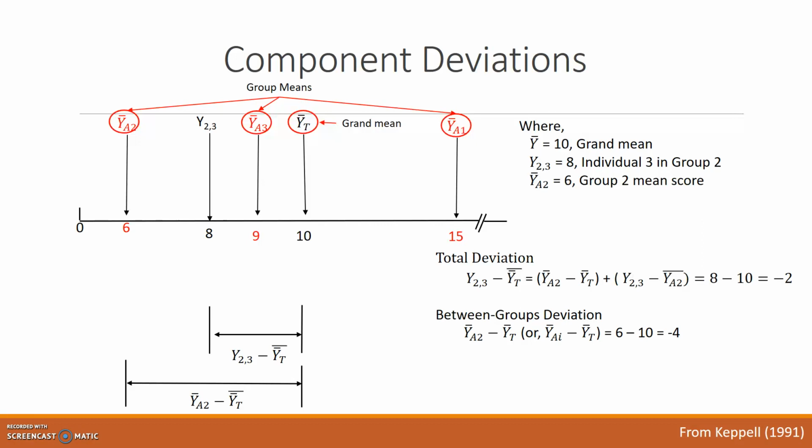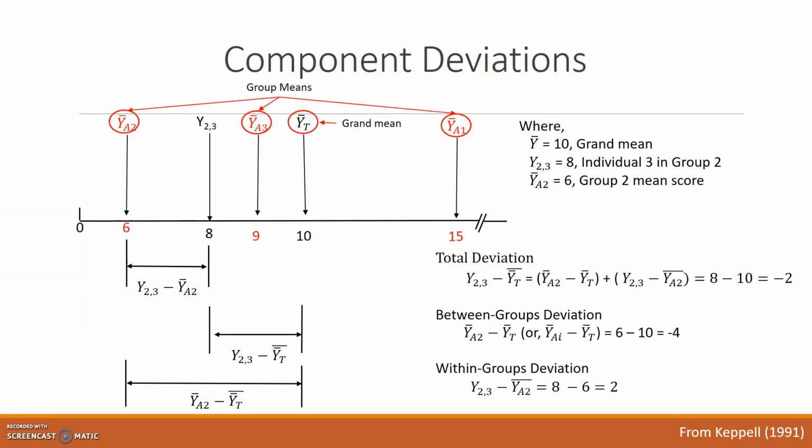The other key component here, the variance component, is the between groups deviation. This is the difference between each group's overall mean from the grand mean. And so for group 2, their group mean was 4 points below the grand mean. For group number 3, their deviation score from the grand mean was -1, whereas for group number 1, the difference between the group 1 overall mean score and the grand mean was 5. They scored 5 points above the grand mean.